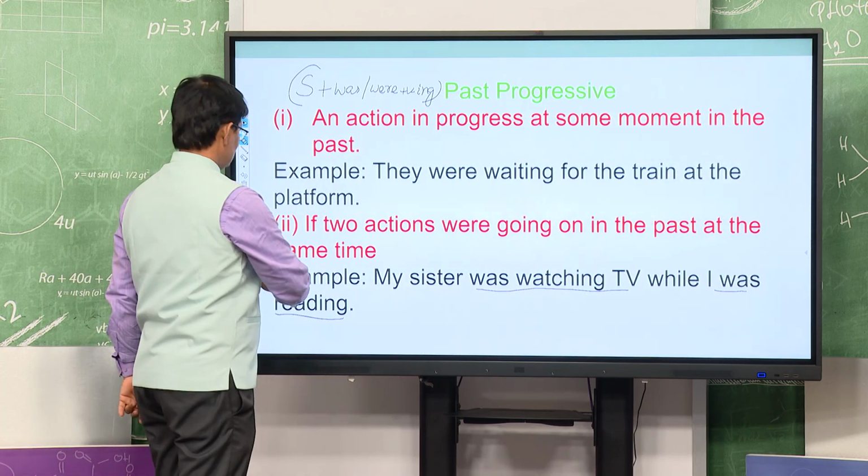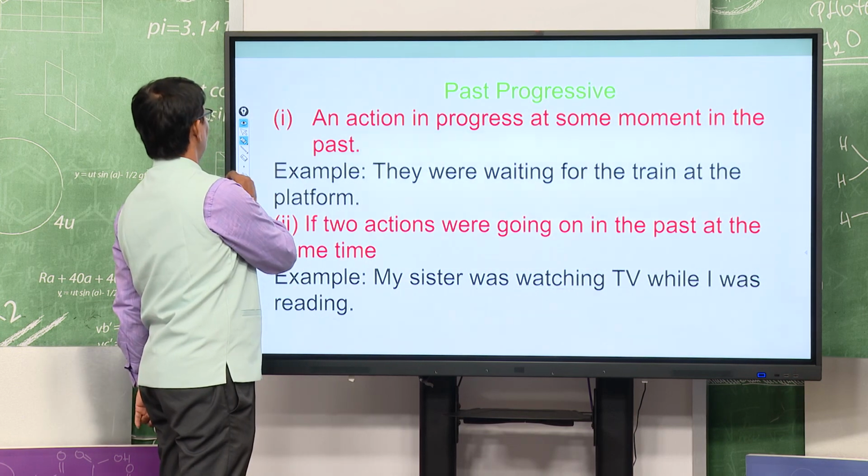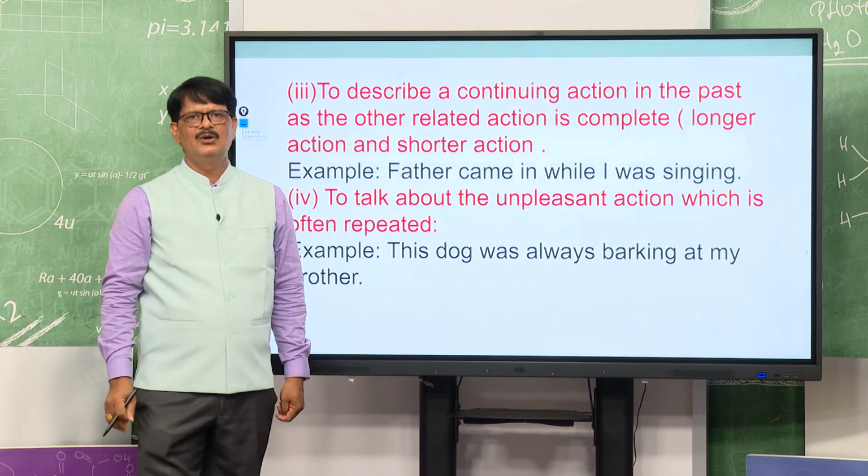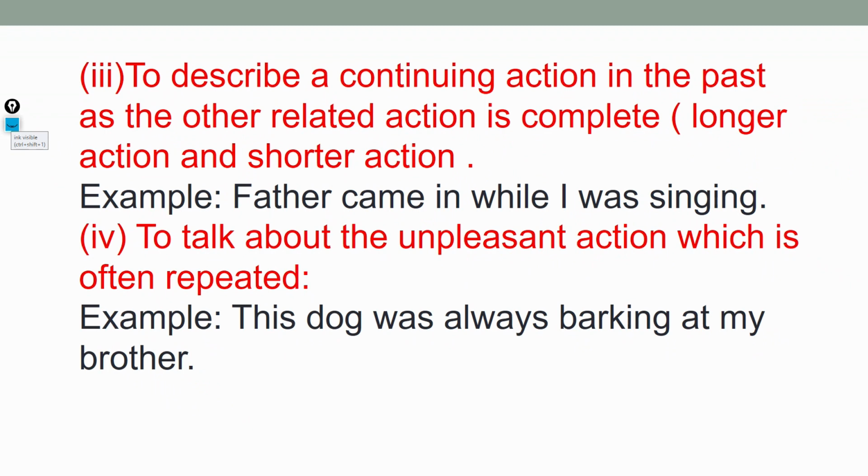This is very interesting from the examination point of view. I am telling you, remember very carefully. Then we will go to the third rule. What is the third rule? To describe a continuing action in the past when another related action is completed. That means two actions are there. When one action is going on for a longer period of time, another action just happened. Okay. My father came in while I was singing. That means singing was going on for a period of time, but then another thing happened, father came in.